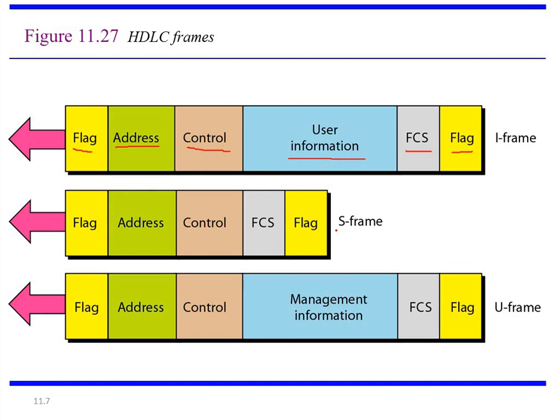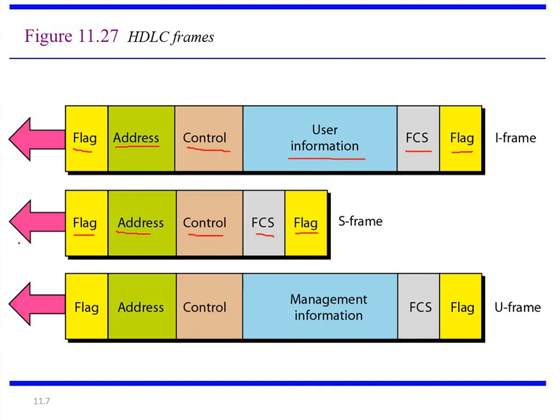Then the S frame, which is a supervisory frame, is generally used only for controlling purposes. It consists of a flag, then address, control, FCS. Here the information field is missing, so only control information is there.